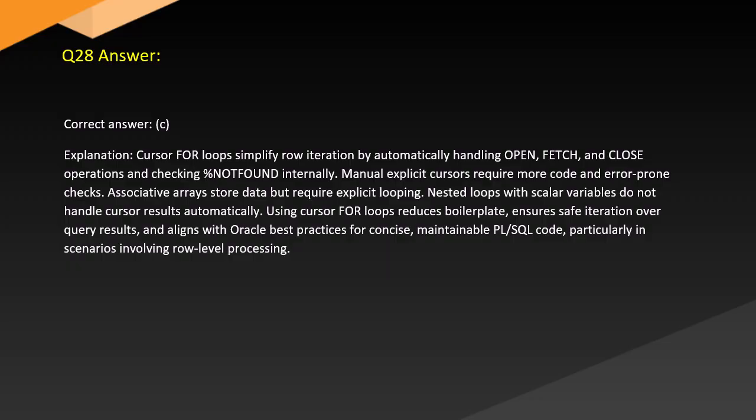Answer. Correct answer: C. Explanation. Cursor FOR loops simplify row iteration by automatically handling open, fetch, and close operations and checking %NOTFOUND internally. Manual explicit cursors require more code and error-prone checks. Associative arrays store data but require explicit looping. Nested loops with scalar variables do not handle cursor results automatically. Using cursor FOR loops reduces boilerplate, ensures safe iteration over query results, and aligns with Oracle best practices for concise, maintainable PL/SQL code, particularly in scenarios involving row-level processing.